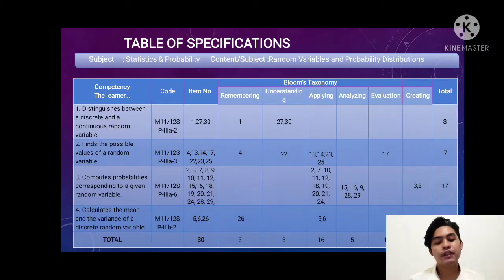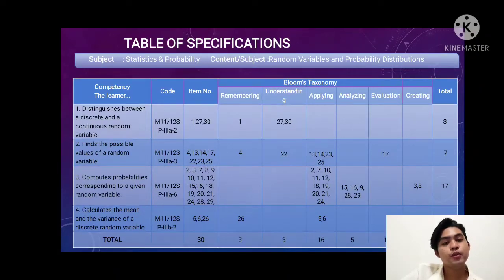And our last competency is calculates the mean and the variance of a discrete random variable. Its code is M11-12SP3B2. Item number 26 is related to remembering. Items number 5 and 6 are related to applying, with a total of 3 items for this competency.